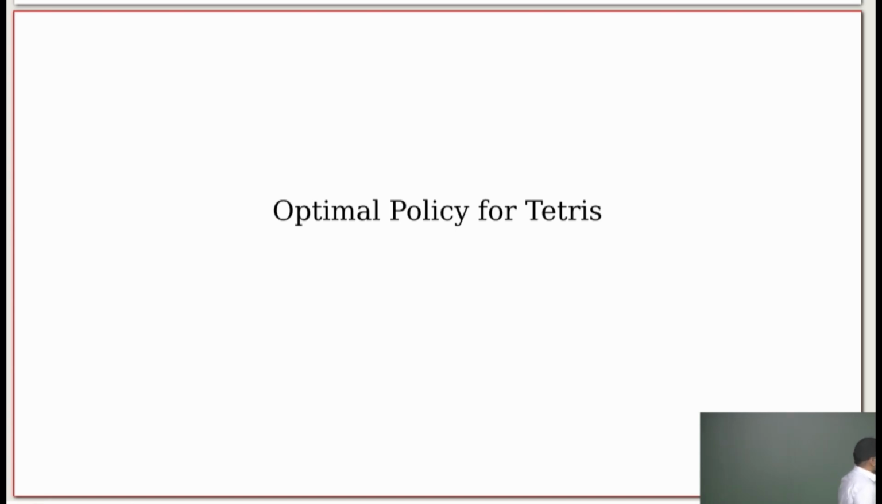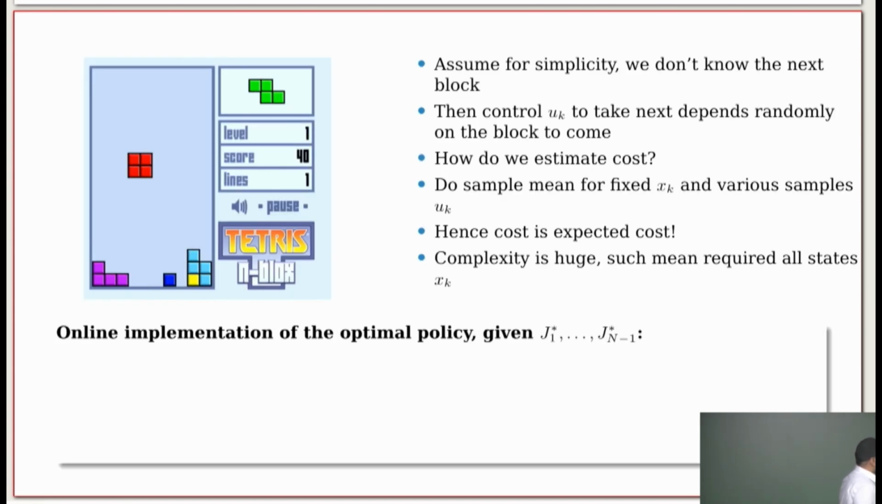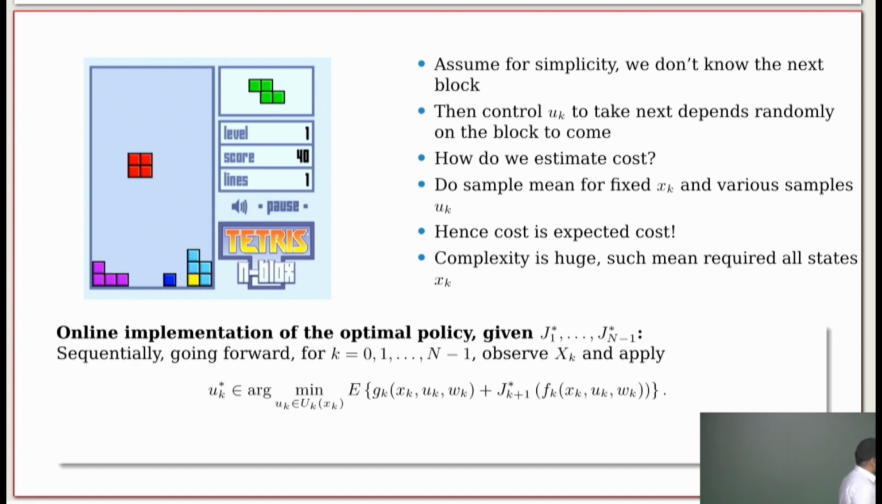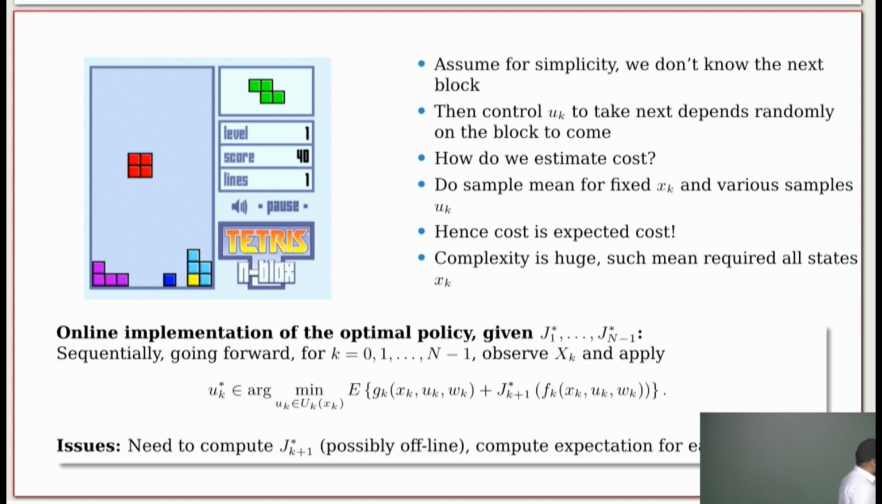So, optimal policy for Tetris. As I said, what I said is just described here. So basically, how do we estimate the cost? We need to do the sample mean for a fixed xk and various samples uk, where wk is a way to help you get those samples. So we have to estimate this mean over some samples, in practice.